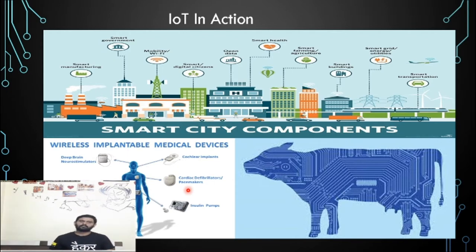So with these insulin pumps, let's say you are using some app to give an insulin shot to this kid. That means these pumps are getting controlled from somewhere, right? That means these pumps have remote access. So now let's assume that if a hacker gets this access, how critical it would be.